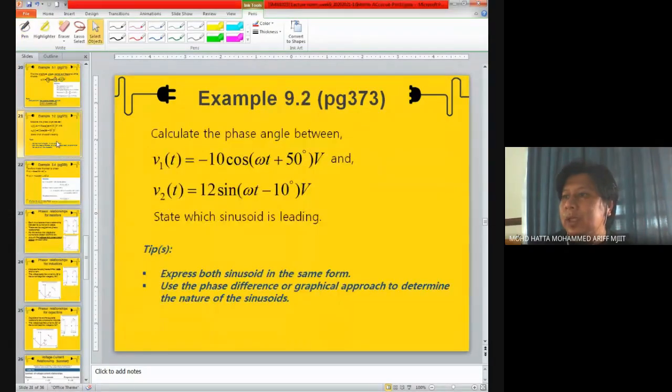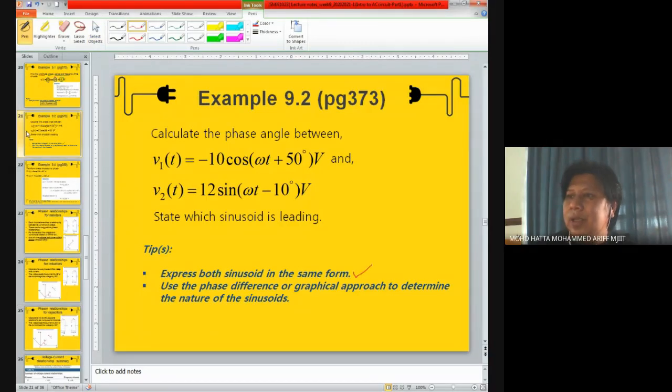And the second one is example 9.2. Here, calculate the phase angle between V1 and V2. State which sinusoid is leading. Now, if you look at the tip I wrote over here: express both sinusoids in the same form. This is very crucial.